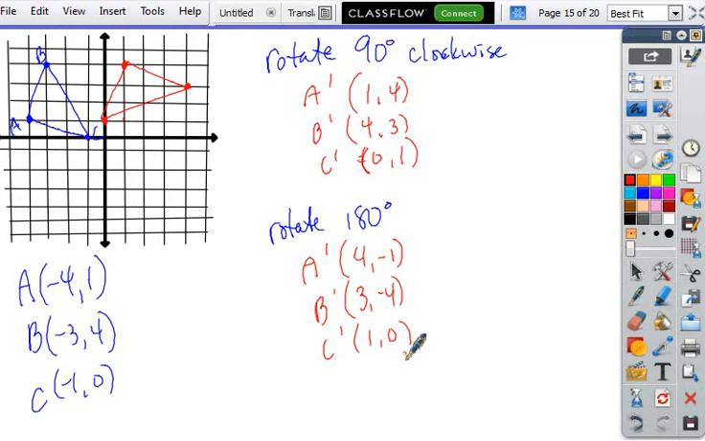Where should this one wind up? The fourth quadrant. If I move it 2 quadrants, it doesn't matter which way, it should wind up in quadrant 4 when I get done. 4, negative 1 is here. 3, negative 4 is here. And 1, 0 is there.